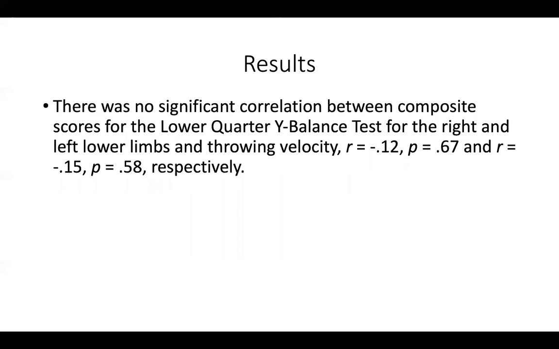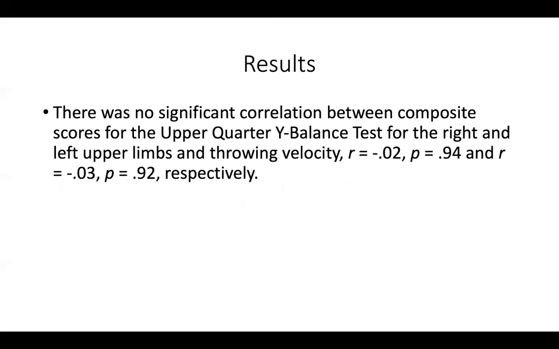As for our results, we found that there was no significant correlation between composite scores for the lower quarter Y balance test for the right and left lower limbs and throwing velocity. Thus, our null hypothesis was not rejected. We also found that there was no significant correlation between composite scores for the upper quarter Y balance test for the right and left upper limbs in throwing velocity. Again, our null hypothesis was not rejected.